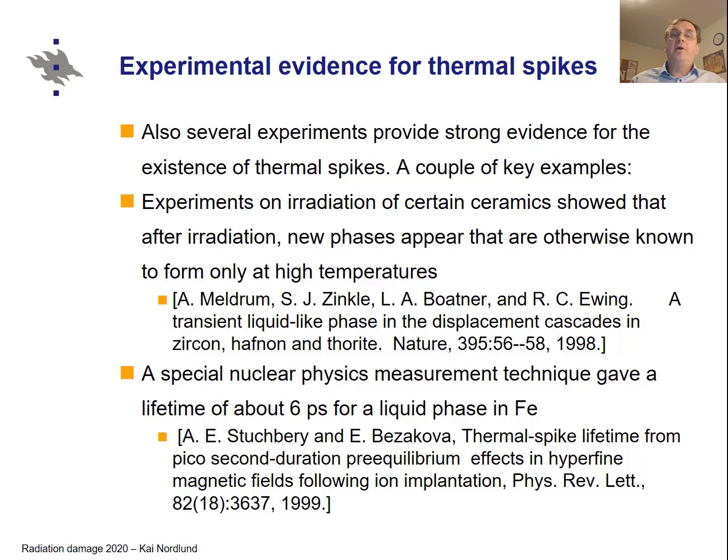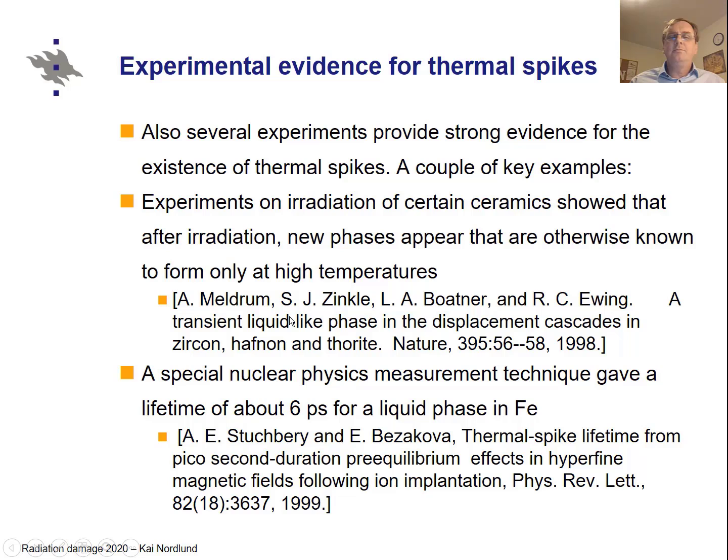So that was molecular dynamics simulation evidence, but there is also experimental evidence that heat spikes exist, and I'll mention here a couple of maybe most convincing ones. First of all, there are experiments on irradiation. Certain dense ceramics show that after irradiation, there are new crystal phases which appear, which are otherwise known to form only at high temperatures.